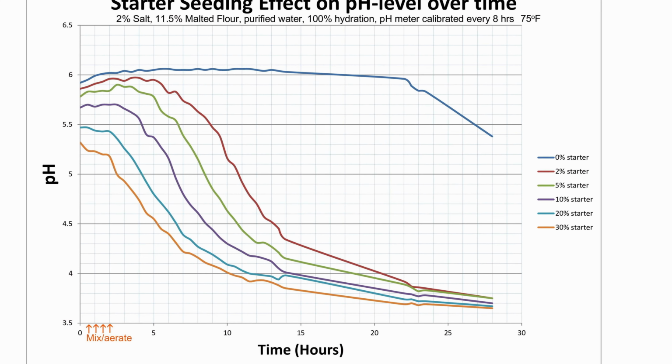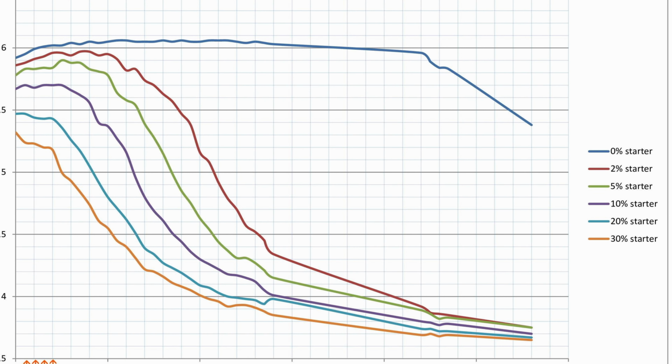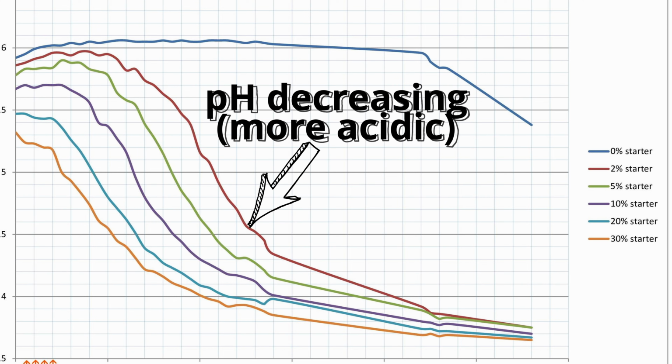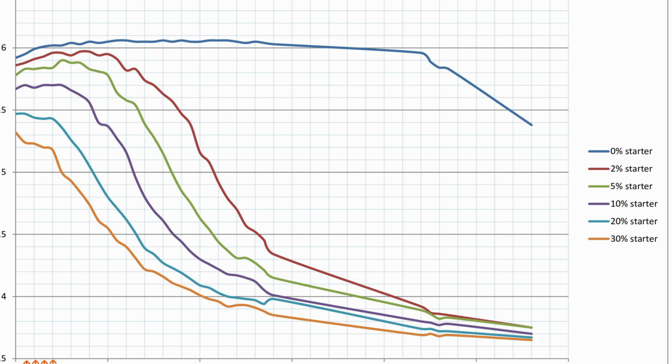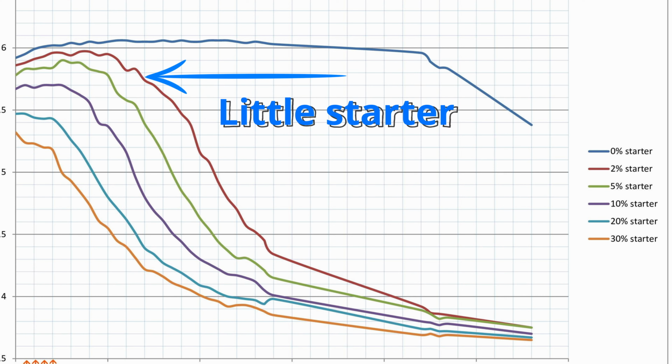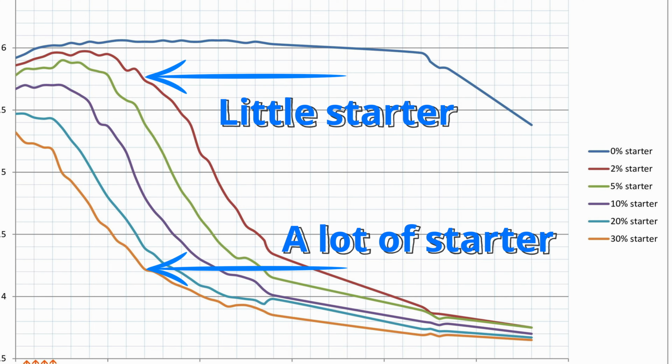So what you're seeing here in the graph is how over time, over a 28-hour period where I did this, you can see how the pH is changing, how the acidity is going up relative to the amount of time. And one of the first things that you can see very clearly is that the more starter that I put in at the beginning, the faster the process went. The process actually went at the same rate. It just started sooner the more starter I had.